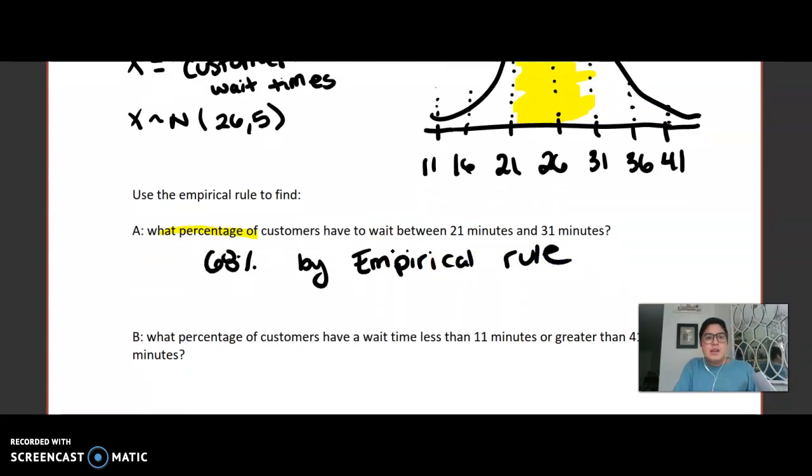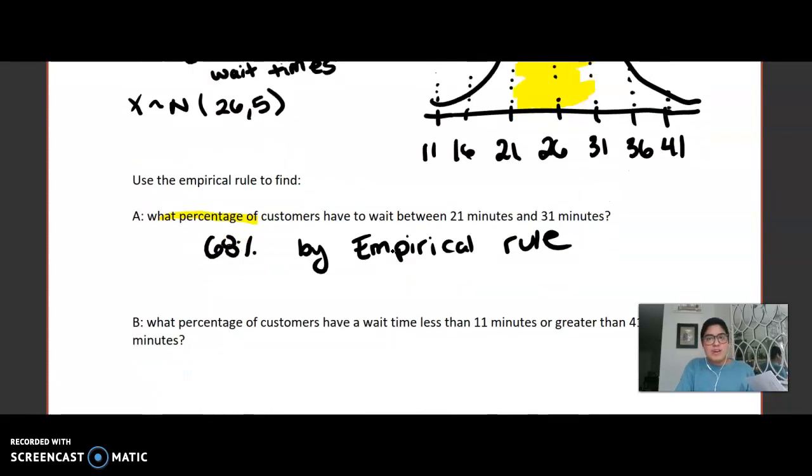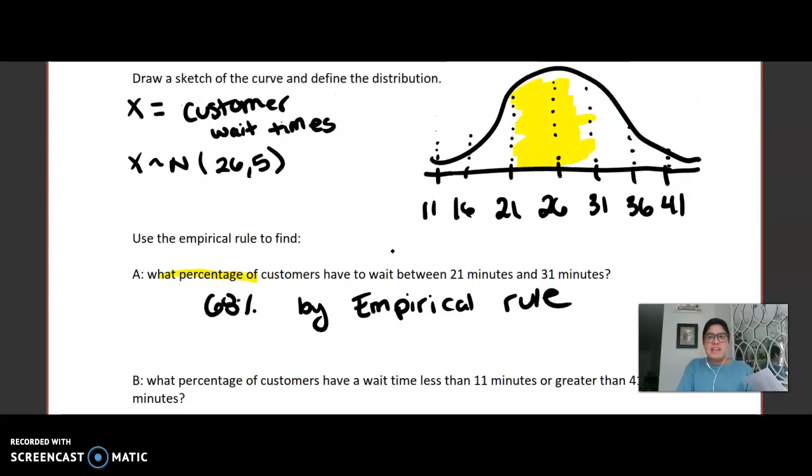Okay. What percentage of customers wait less than 11 or greater than 41? Oh, we just talked about this, right? Anything above 3 sigmas or below 3 sigmas is what we consider an outlier. So I'm going to highlight that in red because that's kind of unusual. That's our danger zone there.